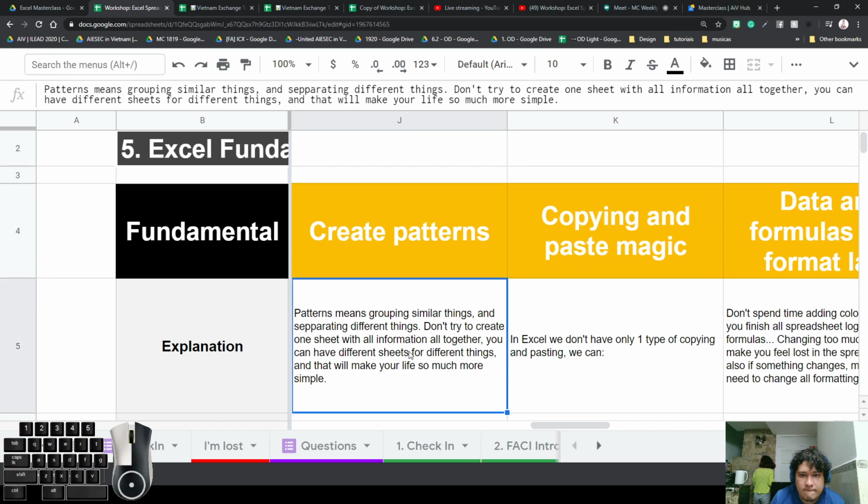Create patterns. Pattern means when you're grouping similar things together, and also when you're separating different things. So that's very important. Like I was saying, for example, whenever you have data and information, you want the raw data to be somewhere, and you want the information to be somewhere else.